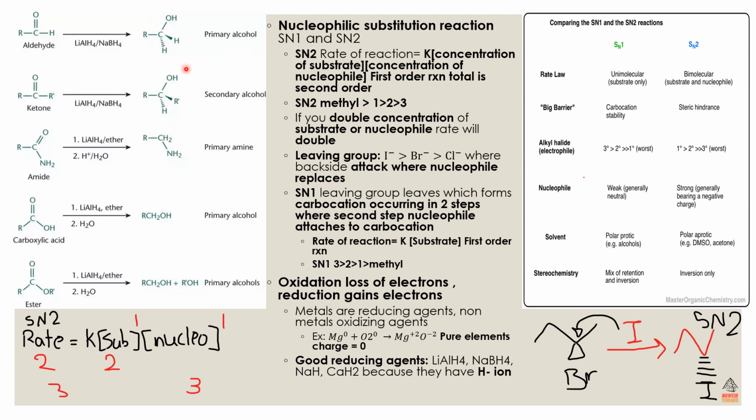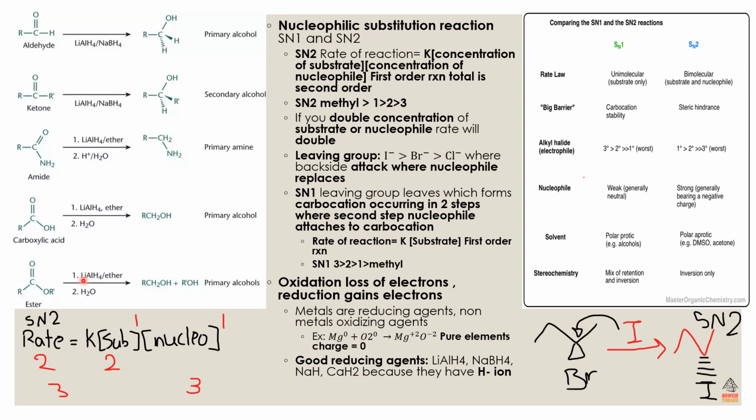So this is how alcohols and amines are formed. A primary alcohol is formed from an aldehyde, and a secondary alcohol is formed from a ketone. A primary amine is formed from an amide, and a primary alcohol could also be formed from a carboxylic acid, but it's a two-step process. A primary alcohol could also be formed from esters. So there are three ways a primary alcohol could be formed: from an aldehyde, from a carboxylic acid, and from an ester.